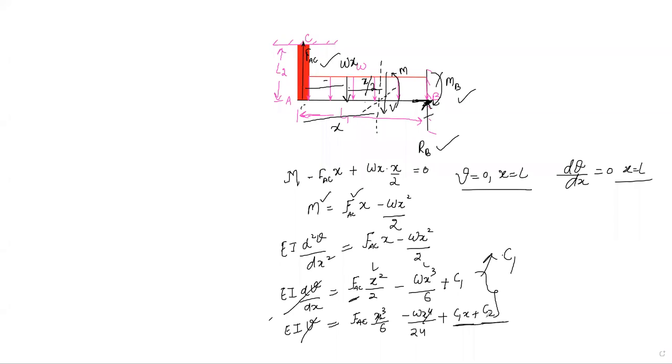So once we solve, we'll get the value of C1 as well as the value of C2. Substitute back the values of C1 and C2 in these equations, so that we obtain the value of nu, which is the equation of the deflection curve.